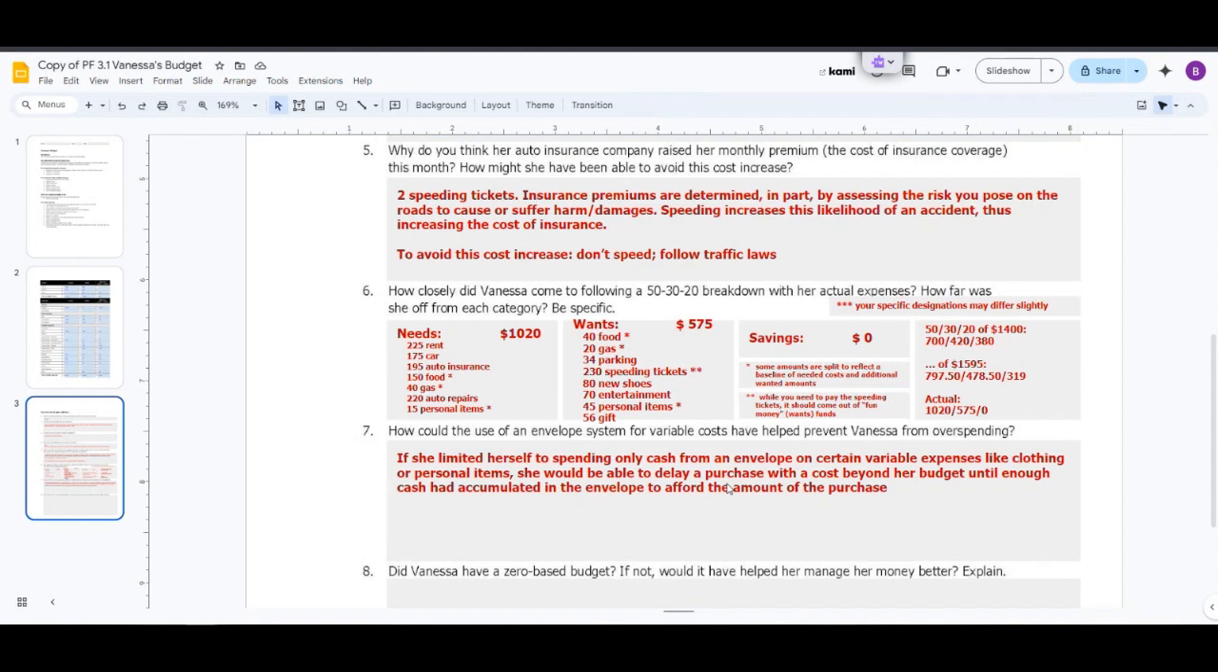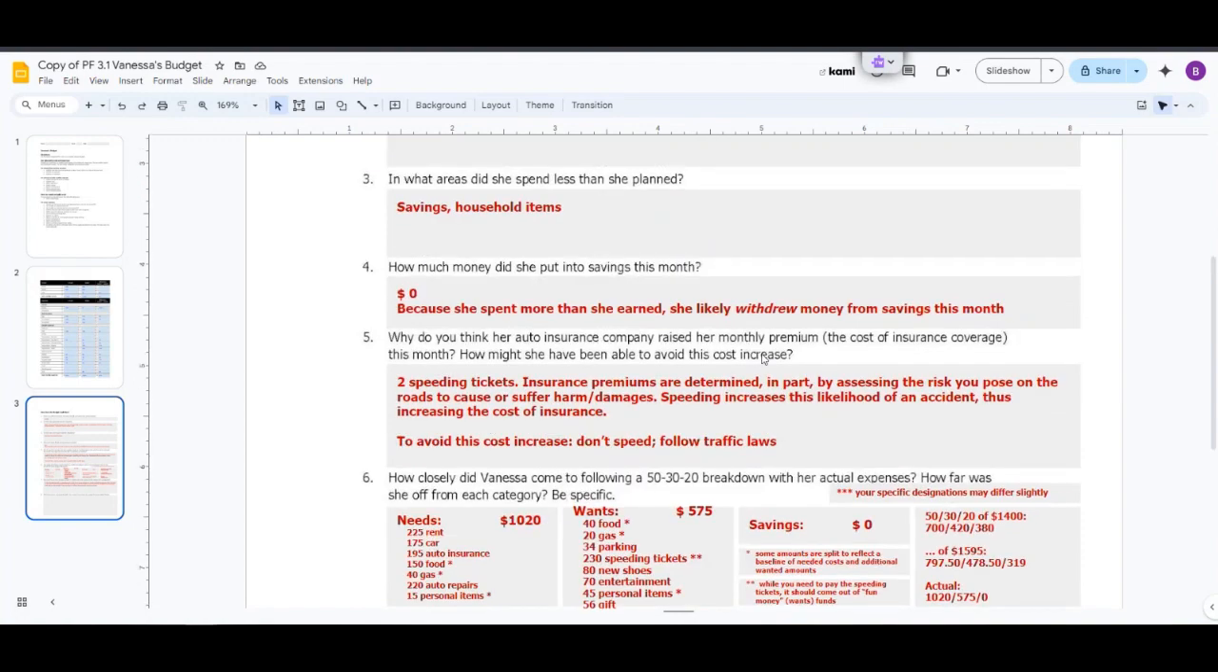Maybe instead of going over budget on those shoes that she wanted, she keeps the $50 for clothing, and she carries that over into the next month. She budgets 50 more into clothing. Now she's got $100 in that envelope. Next month she can afford those shoes while staying within her budget because she carried some of that money over. Instead, though, she overspent on several categories.